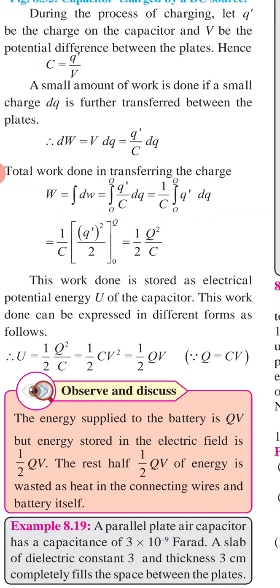Remember this difference. Energy supplied by the battery is QV, and energy stored in the electric field is half QV, because the energy stored is the half part of the energy supplied. So the rest of the half QV energy is wasted as heat in connecting wires and the battery itself.